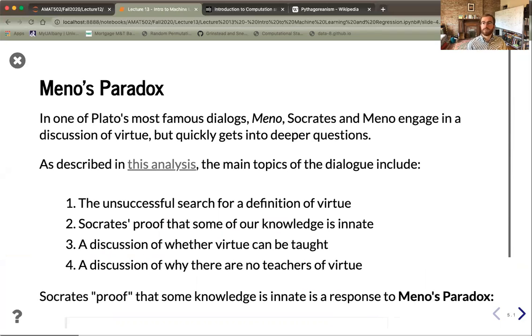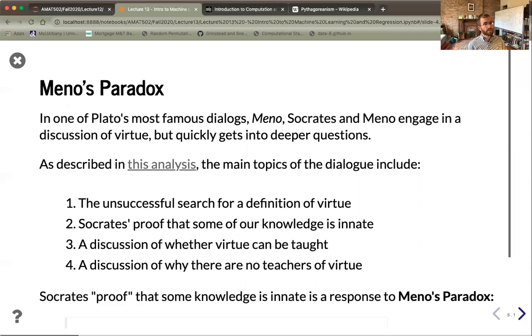So the reason I bring this up is because Plato outlines one of the most famous paradoxes of learning. This is called Meno's paradox. This is considered one of his most famous dialogues. And in this dialogue, Socrates and Meno engage in a discussion of virtue. Of course, for the Greeks, one of the hardest philosophical problems was how do we come up with a rational basis for ethics? And so Meno goes to that, but it quickly moves across several very deep topics. It starts with first an unsuccessful search for the definition of virtue. How do we recognize virtue or whether someone's being virtuous?